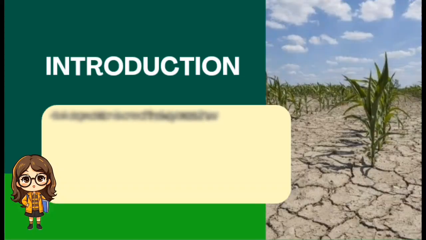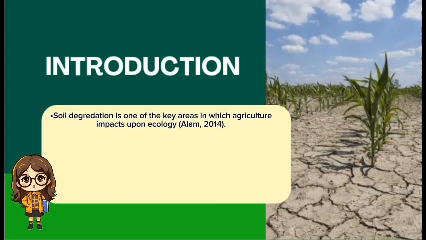According to Alam 2014, soil degradation is one of the key areas in which agriculture impacts upon ecology. Examples of soil degradation are, first, loss of organic matter. It is the reduction in soil carbon, nutrients, and microorganisms, affecting fertility, water holding capacity, and soil biota.